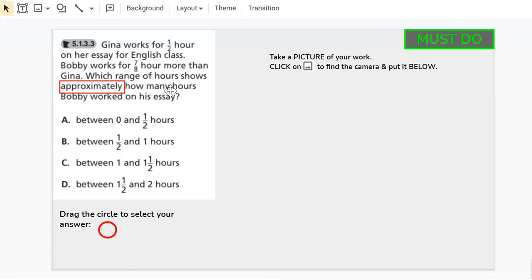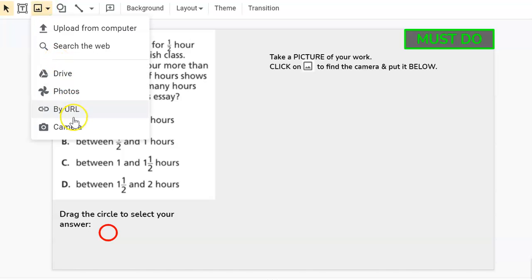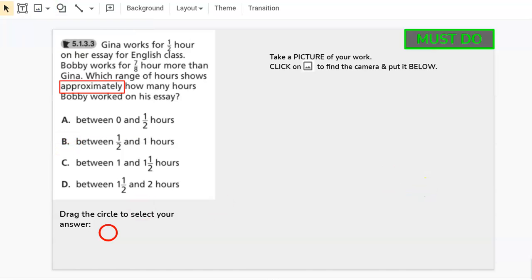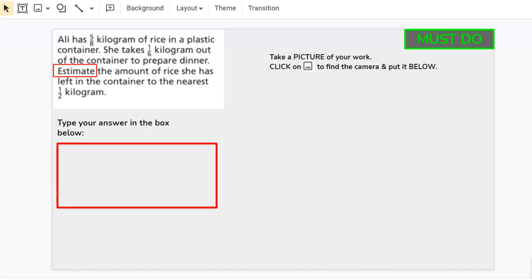So you'll do the work estimating like we just did on your whiteboard, and then once you figure out your answer, where do you think it would go here? You drag the circle to the correct answer, and then make sure you're taking a picture and uploading it right here. Remember to take a picture, you click right here, insert image, camera, to take a picture of your whiteboard. Then you have another estimating problem. This one I boxed the word estimate for you. So again, you're going to show your work on your whiteboard using number lines, just like we've been doing in class. Take a picture and put it below, and type your answer into the box.